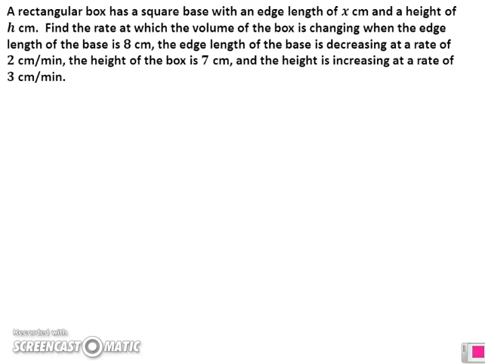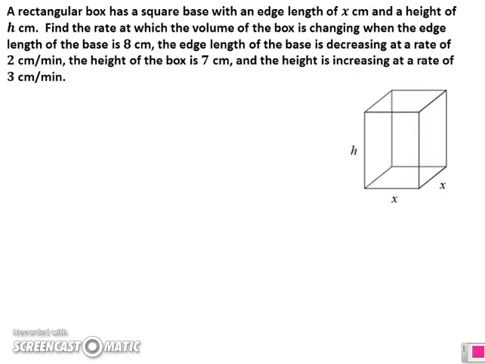So it's a square, where it has an x and an x as the base for the bottom lengths, and the height is h. Find the rate at which the volume of the box is changing when the edge length is 8, the edge length of the base is decreasing at a rate of 2 centimeters per minute, the height is 7, and the height is increasing at a rate of 3 centimeters per minute.